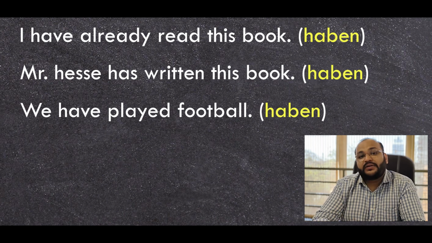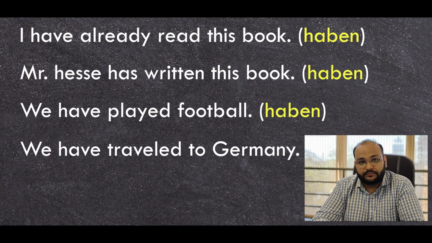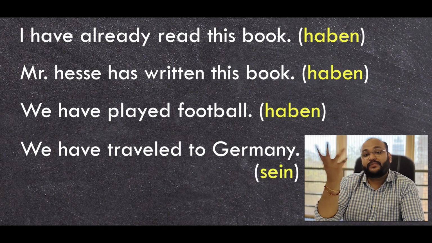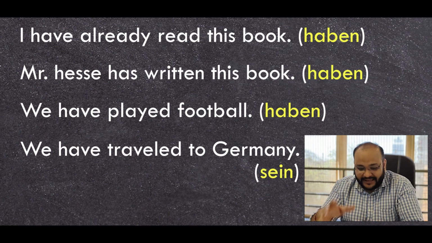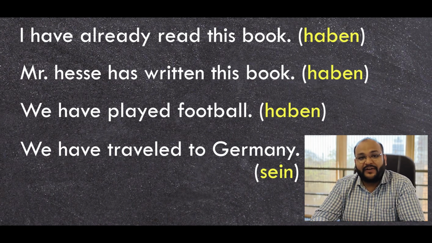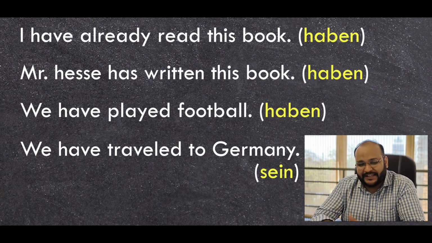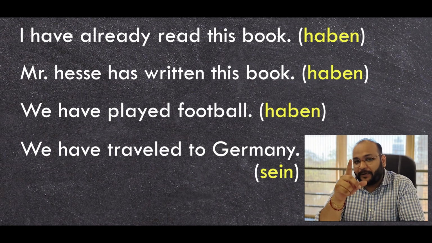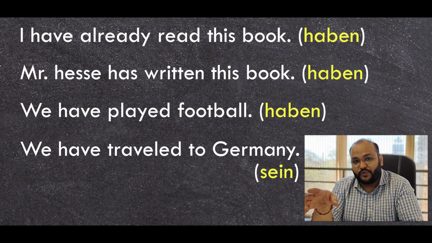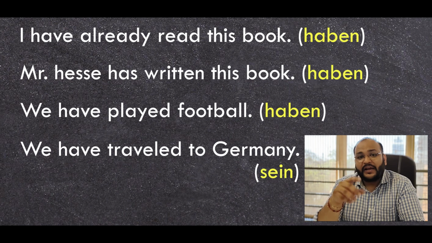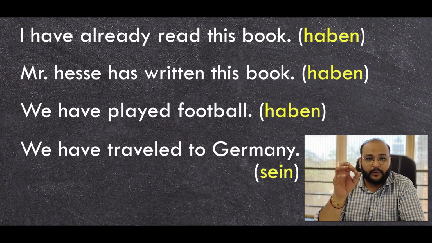We have traveled to Germany. Clearly sein. Yeah? To travel, there is a movement. You cannot stay at the same place and say we have traveled. So I hope it is clear. Once again, for one last time: whenever the verb of action itself shows some kind of movement from place A to place B, then we use sein as the helping verb. In all other cases, we use a form of haben.